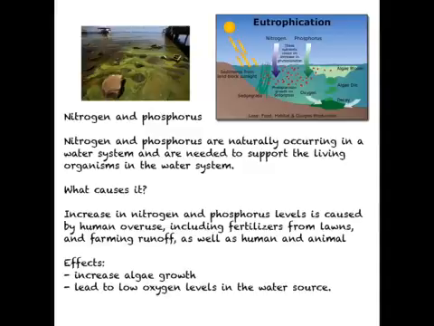What are the effects of increased nitrogen and phosphorus in water? Increased nitrogen and phosphorus increase algae growth, which can lead to low oxygen levels in the water source. As discussed earlier in this video, there are different effects that low oxygen levels have on the water source.